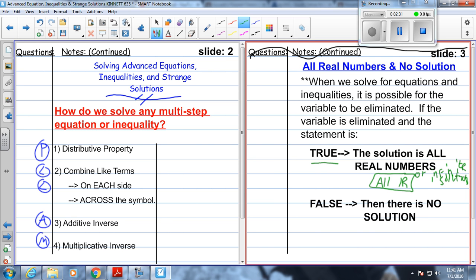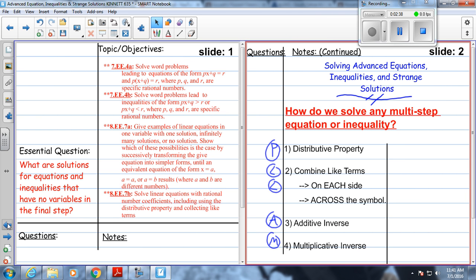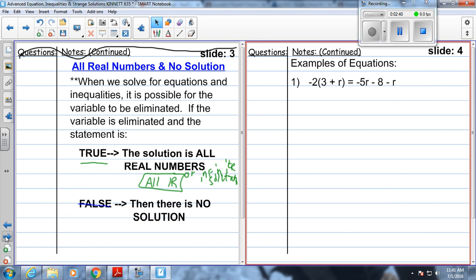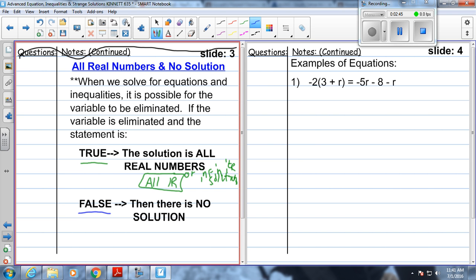Now, if on that final line when the variables disappear it ends up as a false statement, then there is actually no answer. The symbol we use for this is a circle with a line through it. And I call it a circle with a line through it because that's not a zero. A zero is a number, and a number would be an answer. So that is a circle with a line through it, which stands for no solution.